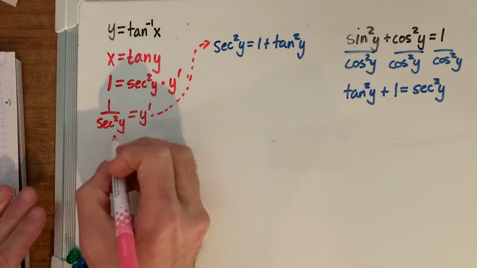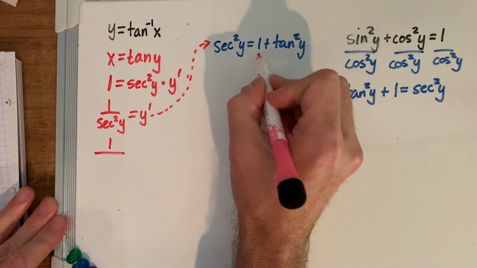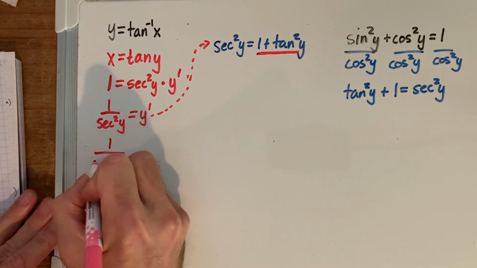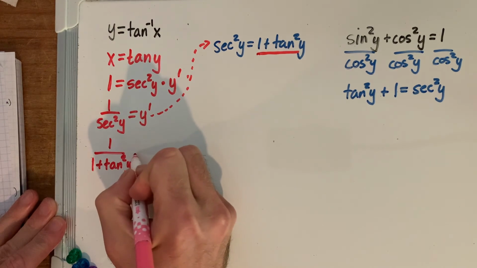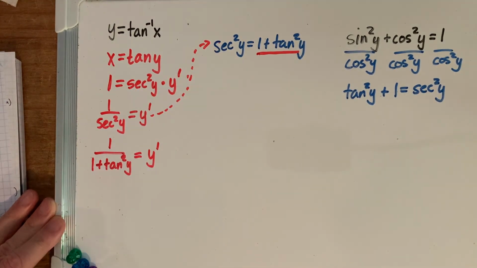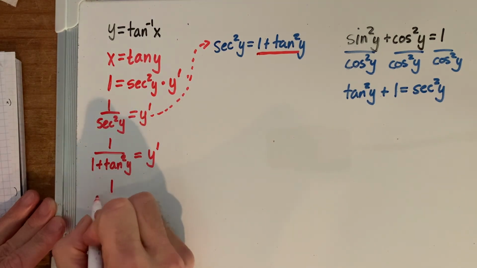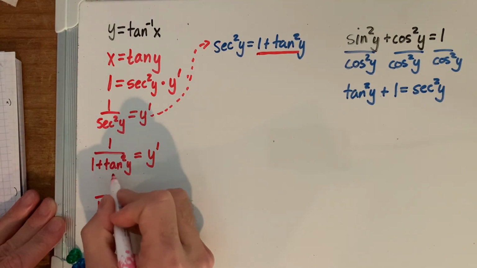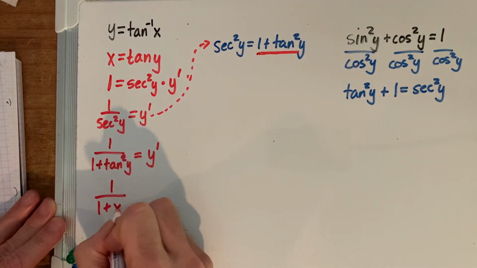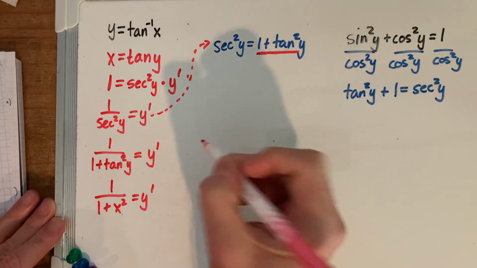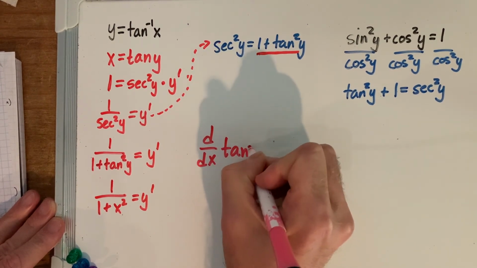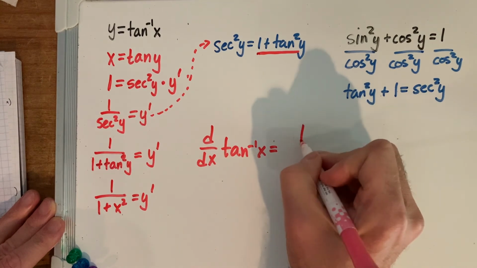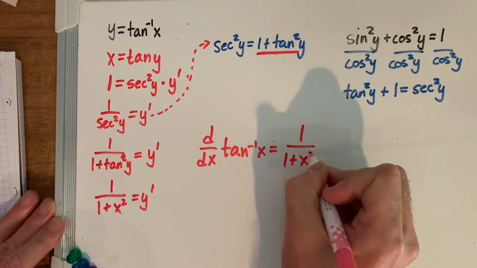Now that I know that this is true here, I can plug this 1 plus tangent squared in for secant squared. And since the tangent of y is equal to x, I can make the substitution that tangent squared of y is just x squared. So this is our y prime, and it tells us that the derivative with respect to x of inverse tangent is equal to 1 over 1 plus x squared.